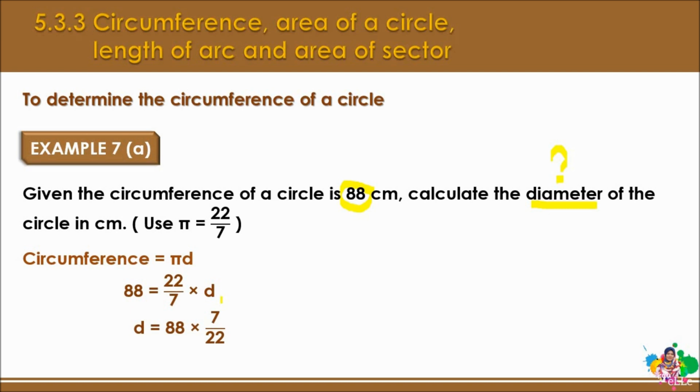Then, by using linear equation, you find the value d. You know how this one, you get 7/22. It is actually 88 divided by 22/7. Then, when you divide the fraction, you must change into multiplication. Then this fraction will be reciprocal. Therefore, you get value d equals 28 centimeter.